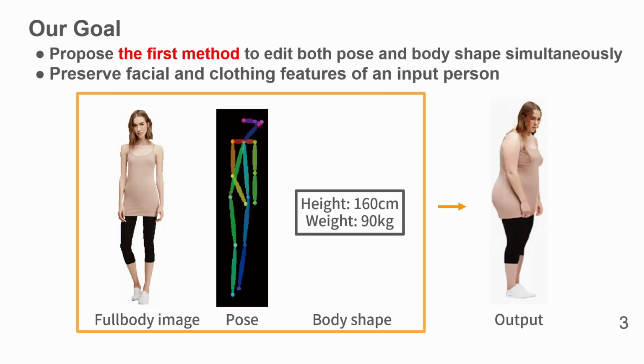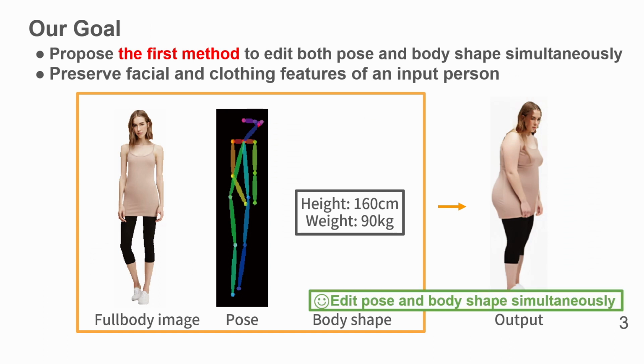In this work, we propose the first method to edit both pose and body shape simultaneously. Specifically, the input is a person's full body image, target pose, height, and weight, while the output is an edited person image. During editing, we aim to preserve the facial and clothing features of an input person.